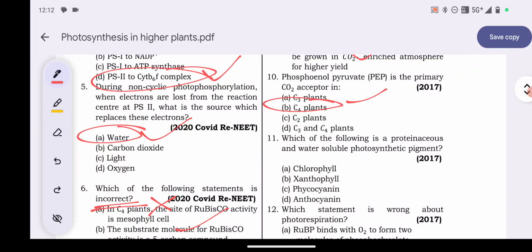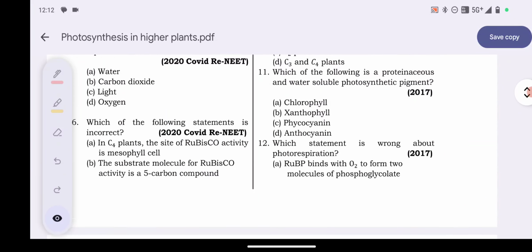And mesophyll cells of C4 plants are maize, sugarcane, sorghum. These are the C4 plants.